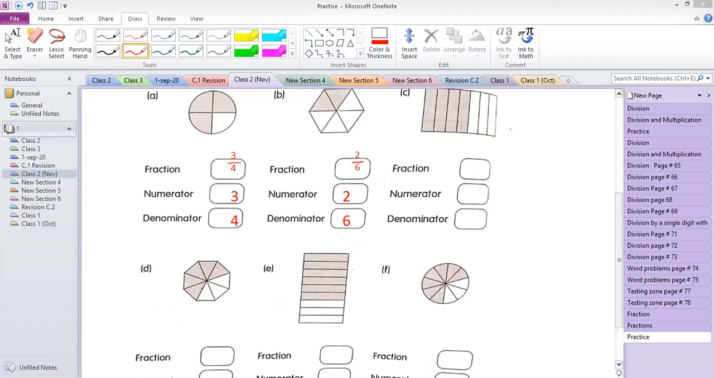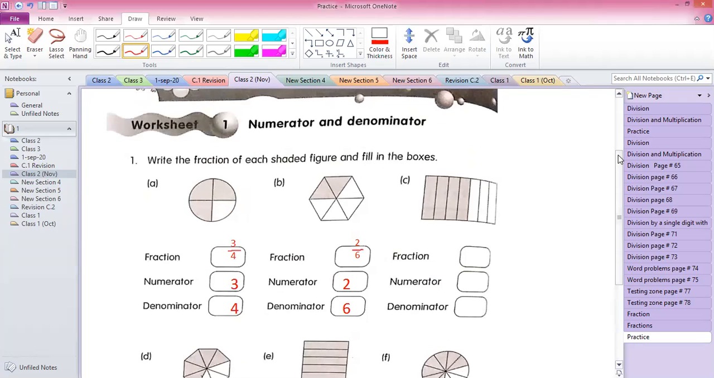Alright, guys. So I need to check who was correct. For the denominator, you have to check how many equal parts there are. 1, 2, 3, 4, 5, 6, and 7. So there are 7 parts. This rectangle is divided into 7 equal parts. That means its denominator is 7. So I will write 7 here.